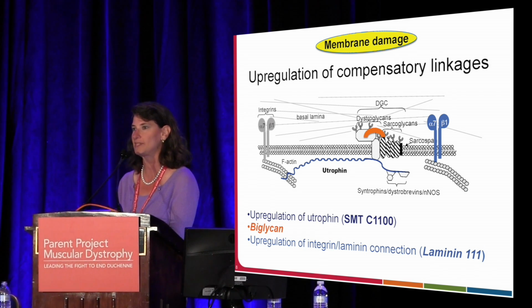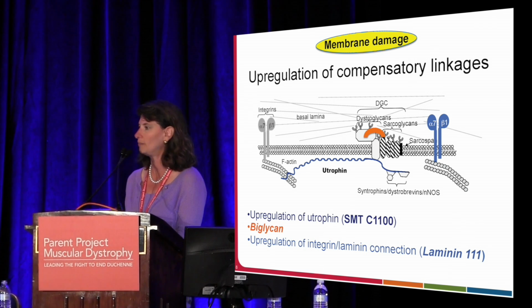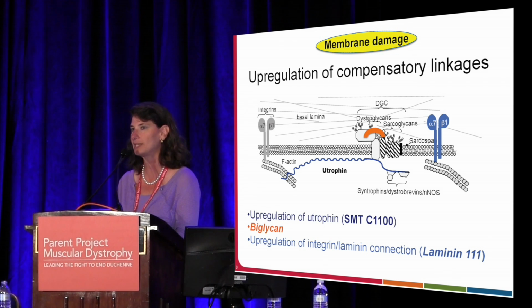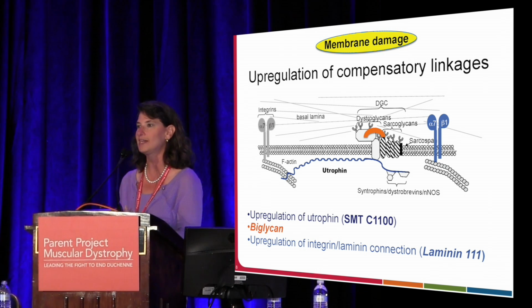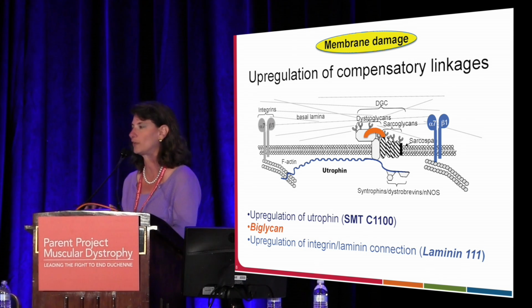And so many labs have taken approaches of looking at upregulating compensatory linkages, other ways to protect the membrane by connecting the inside and the outside of the muscle cell. The closest protein that's similar to dystrophin is called utrophin. And if you can overexpress utrophin, it can take the place of dystrophin, and it's already present in skeletal muscle of boys with DMD, and so it would not be seen as a foreign antigen.